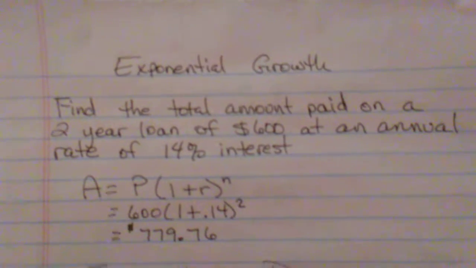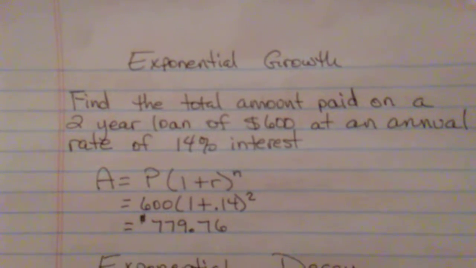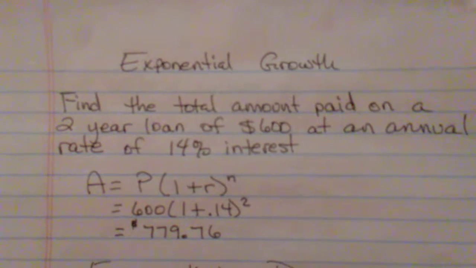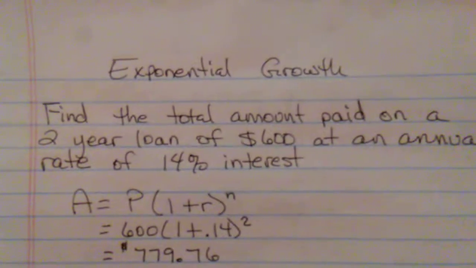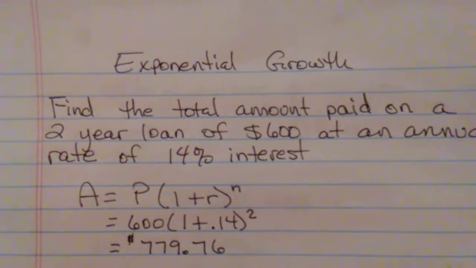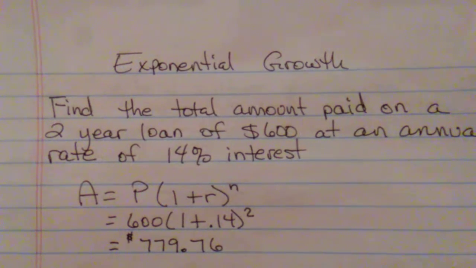This is an example of exponential growth. Find the total amount paid on a 2-year loan of $600 at an annual rate of 14% interest. So we use our formula A equals P times 1 plus R to the nth power.